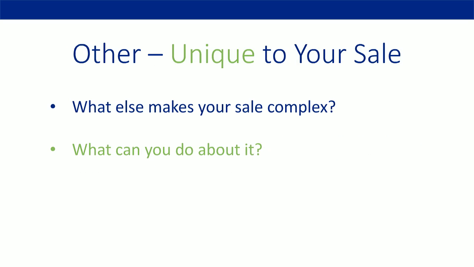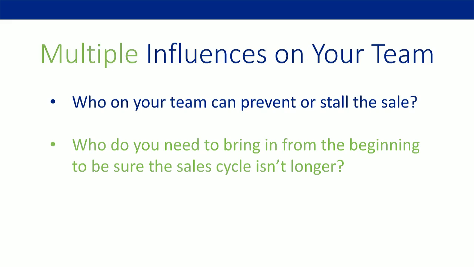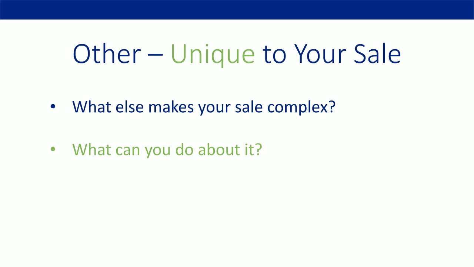Then there are, of course, the people on your own team that can prevent the sale. So be thinking about that and who's stalling it on your end. Go to the leaders of your company if you're not the leader and figure out what to do about it. And then think about who you need to bring in from the beginning so that you can shorten your sales cycle. And then, of course, think through all of the other things that are making your sale complex and make a plan.